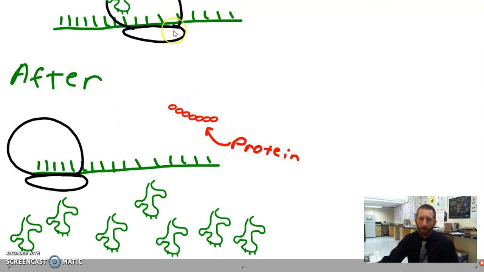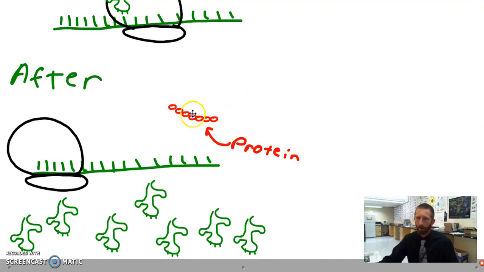But this is the main thing right here. This protein, that is the goal. That is the whole reason why we have DNA. That's the whole reason why we have RNA. That makes you. That protein, that string of amino acids.